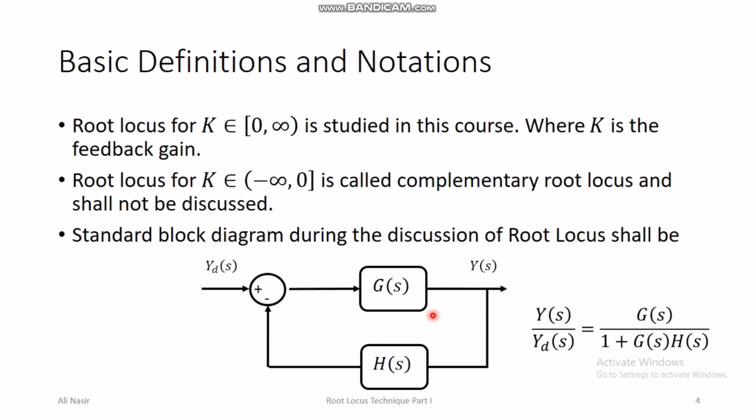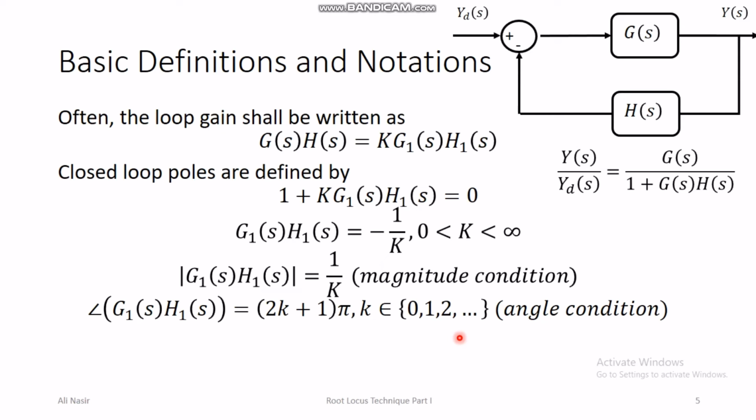This would be the standard diagram for root locus study, and then we were discussing the magnitude condition and the angle condition. So what is the meaning of a magnitude condition? Right now it does not have much meaning, but by the end of this root locus study, you will know the exact meaning of this magnitude condition.